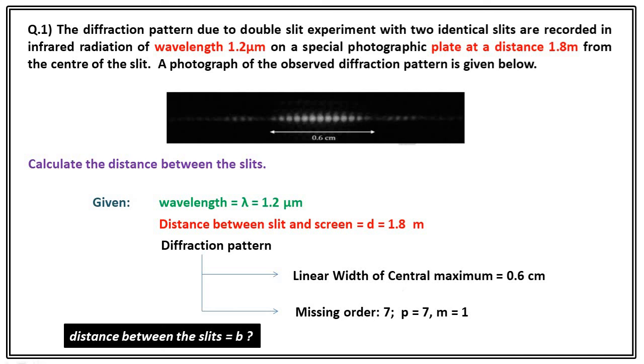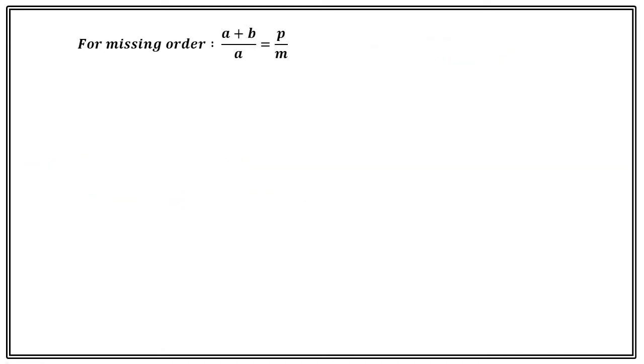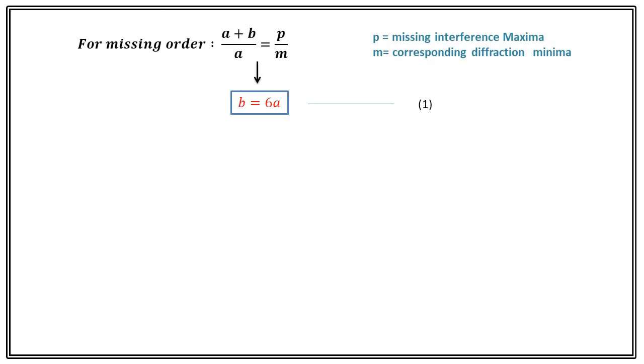Okay, just think about a relation which relates the unknown variable with the known variables. So we can easily write it down. For a missing order, we know (a+b)/a = p/m. So just substitute the values of p and m, we get b = 6a, which we have to find out. Now, in order to find b, we must know a.